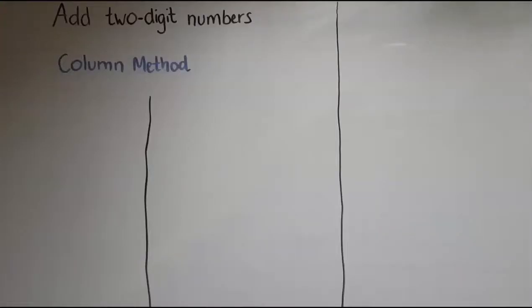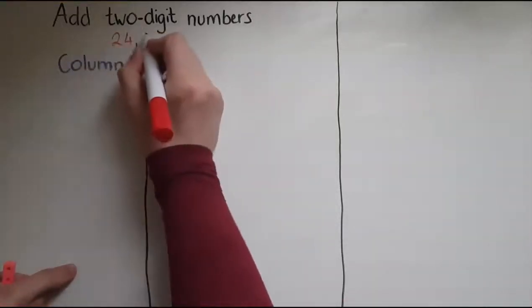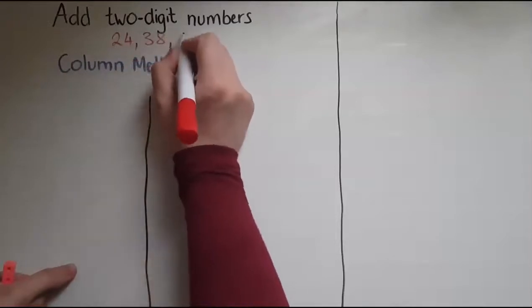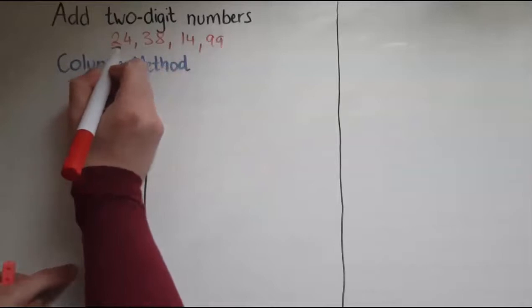In this video we'll learn to add 2-digit numbers. In everyday life we need to add 2-digit numbers when it comes to money, when it comes to adding different items all together. And 2-digit numbers are numbers like 24, 38, 14, 99, because they have 2 digits.